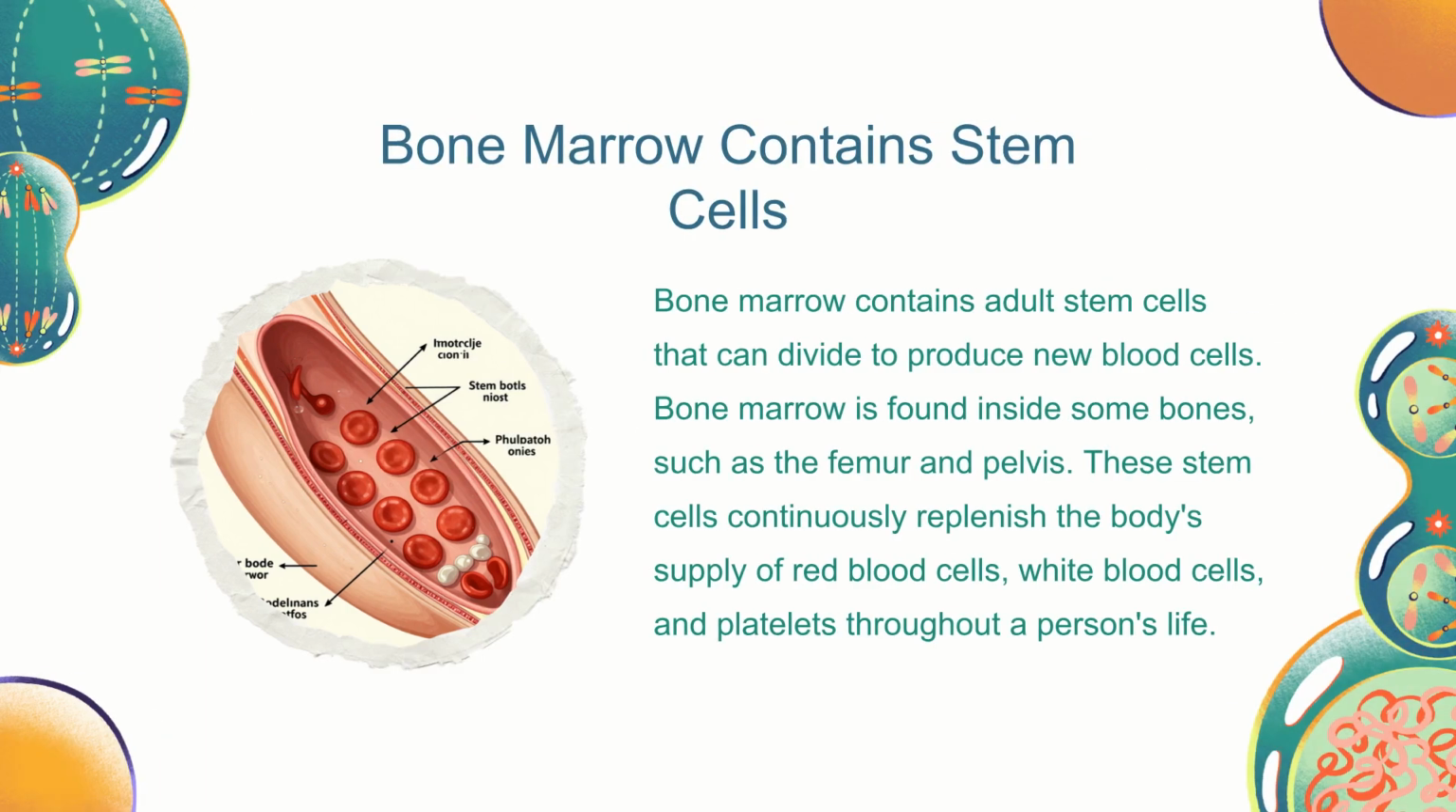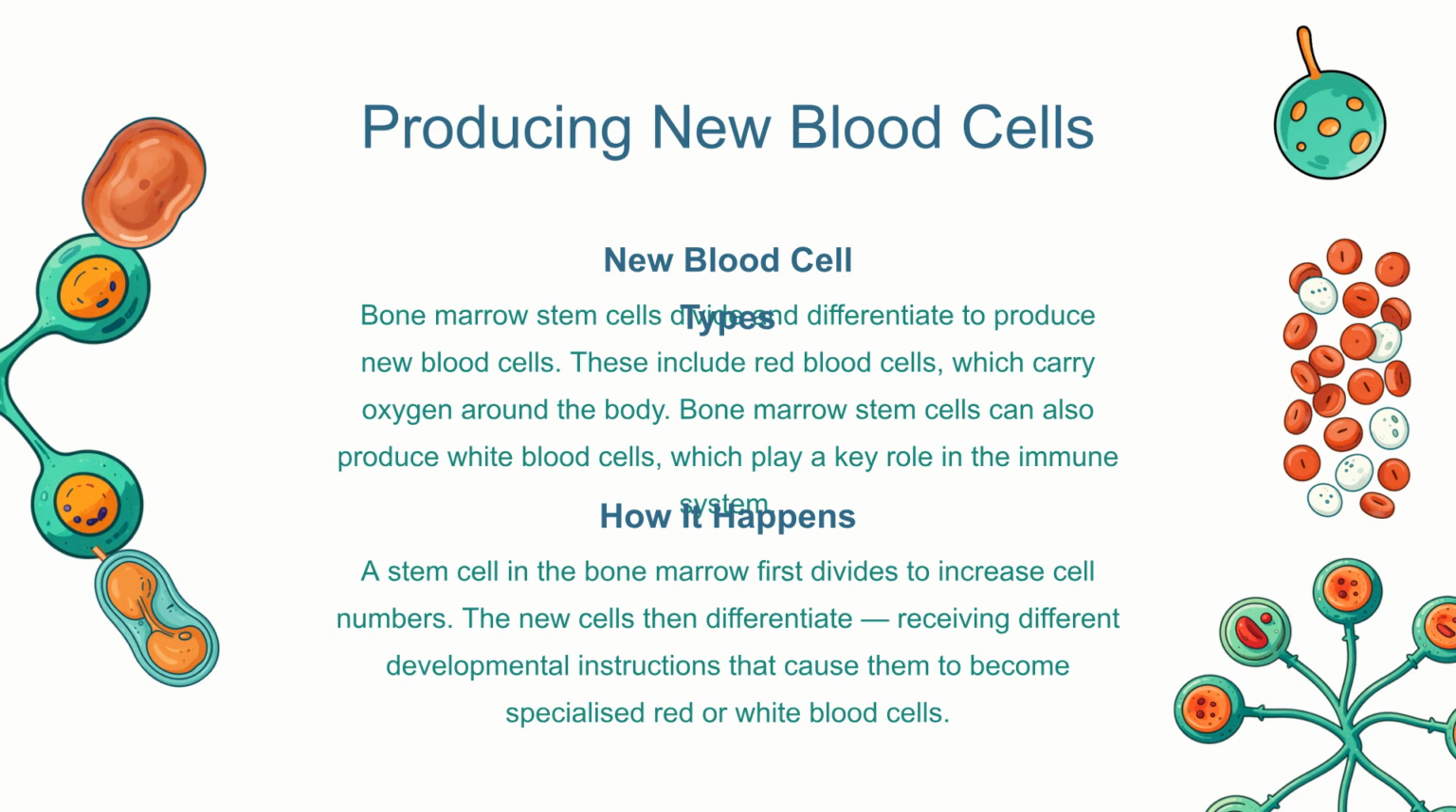Bone marrow is a key location for adult stem cells. These cells continuously divide to produce new blood cells, such as red and white blood cells and platelets, replenishing them throughout a person's life. The process of producing new blood cells involves bone marrow stem cells dividing to increase their numbers, followed by differentiation into specialized types like oxygen-carrying red blood cells or immune-supporting white blood cells.